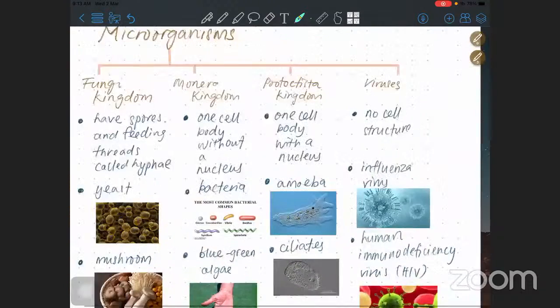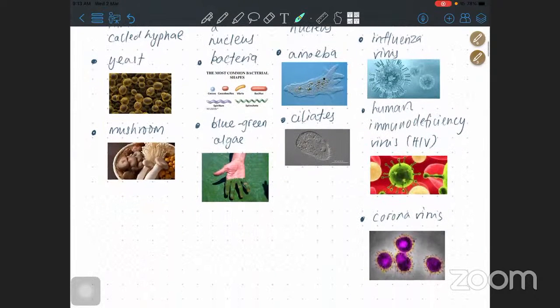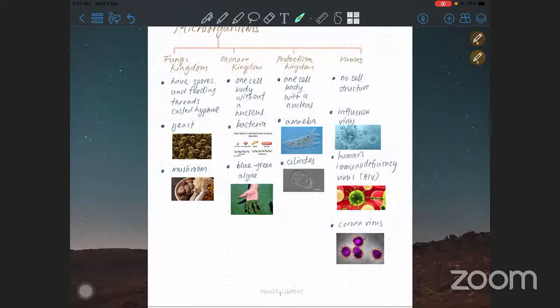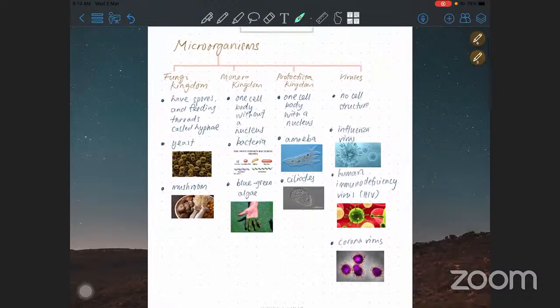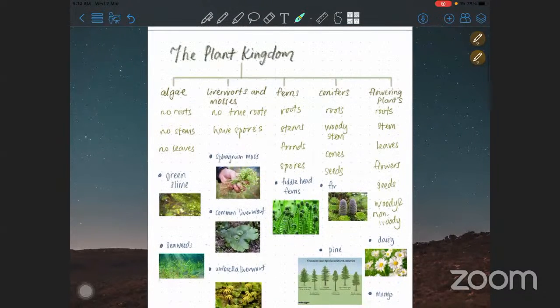And lastly, the virus, which has no cell structure. For example, you can see all these three: the influenza virus, the human immunodeficiency virus, HIV, and the coronavirus. So this is the kingdom of the microorganisms. Next, we have the plant kingdom.